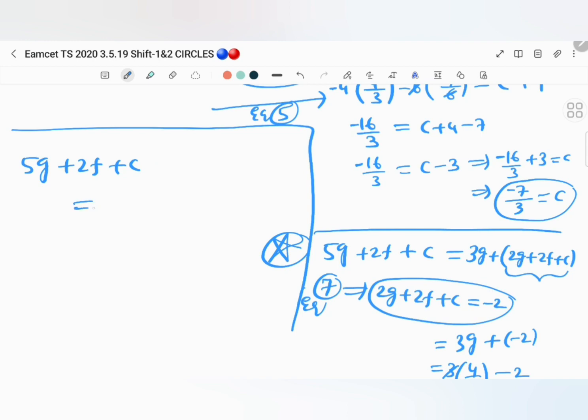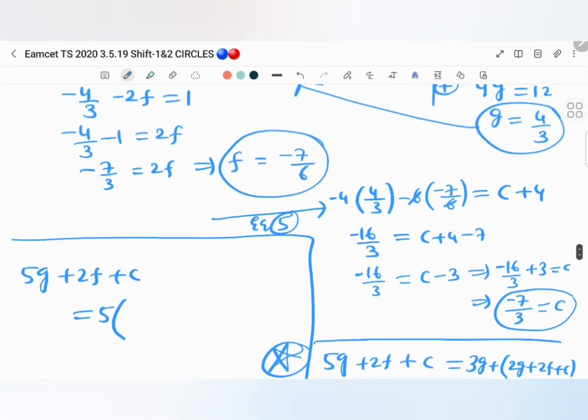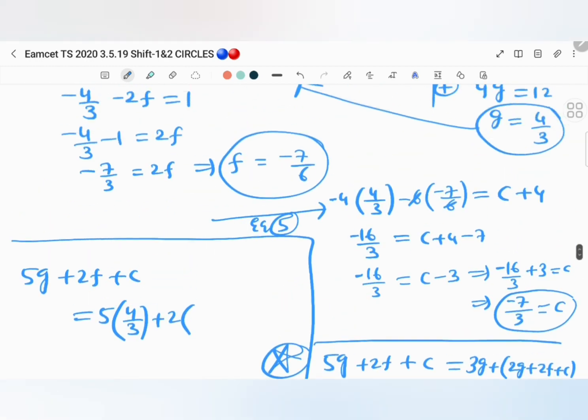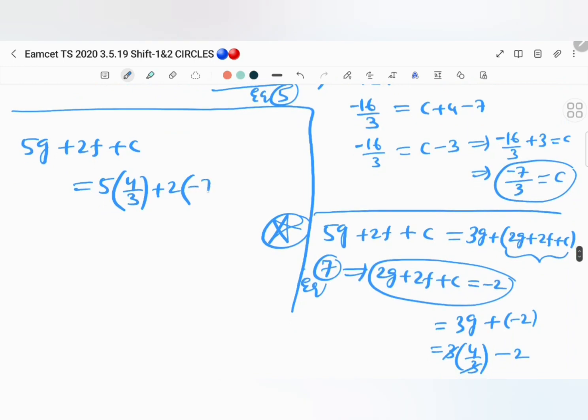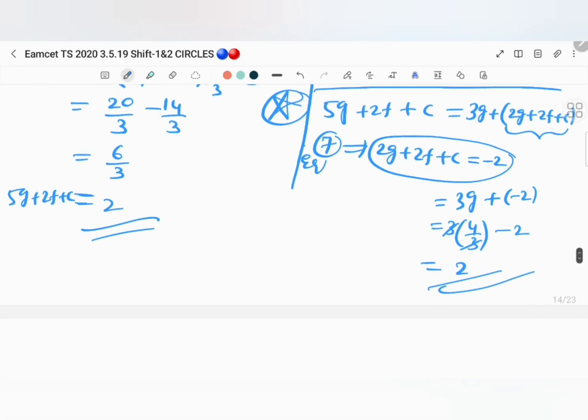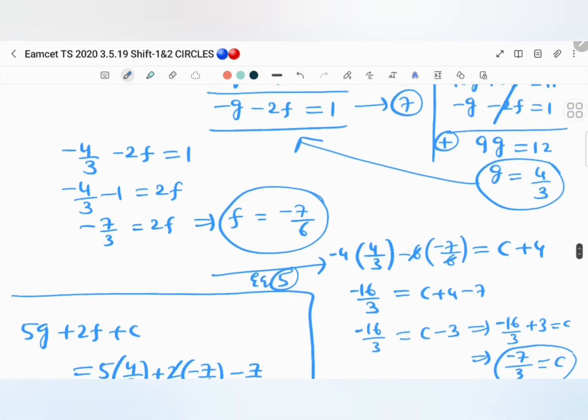So you can consider in that way 5z plus 2f plus c. So 5 into z value 4 by 3, now it will come 2 into f value minus 7 by 6, c value minus 7 by 3. So here 2 ones are 2, 2 threes are 6, 20 by 3 minus 14 by 3. 20 minus 14 is 6. 6 by 3 means what? 2. Even here also we are getting the same answer now. So 5z plus 2f plus c equal to 2. So in the previous one we did not get it because here we forgot the minus, dear students.